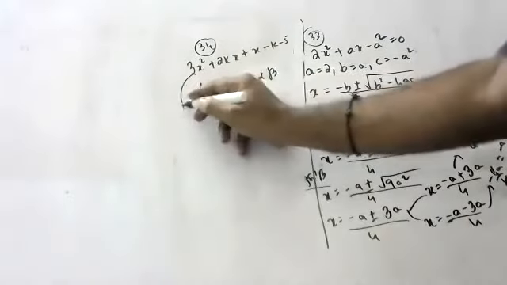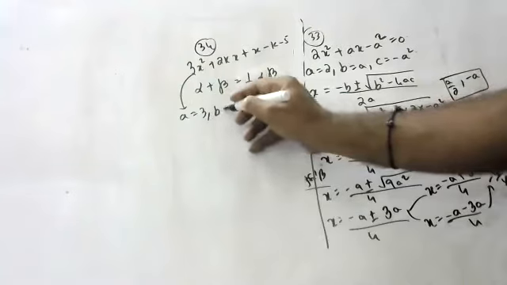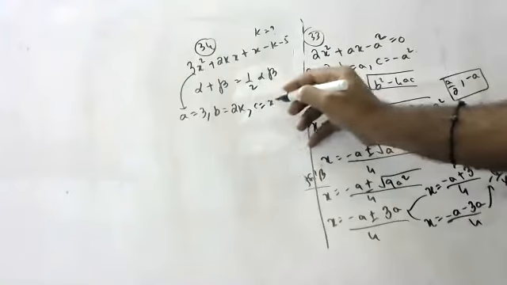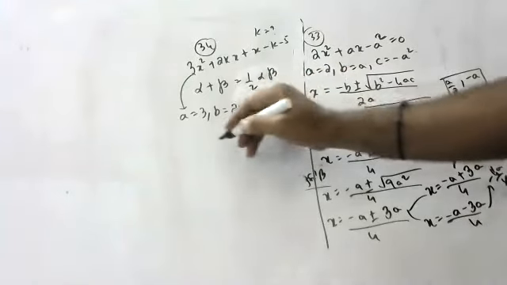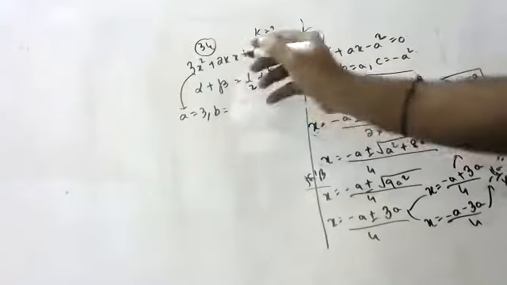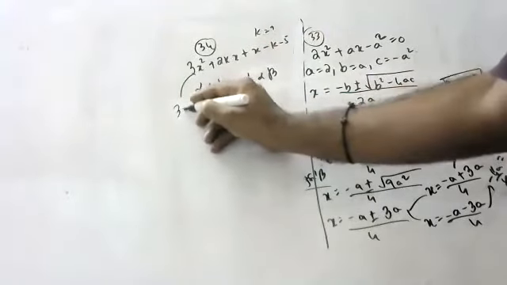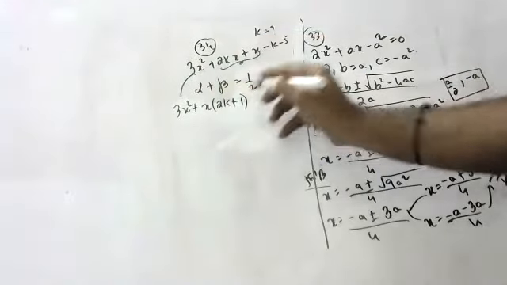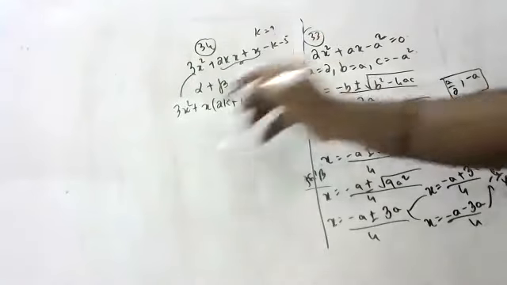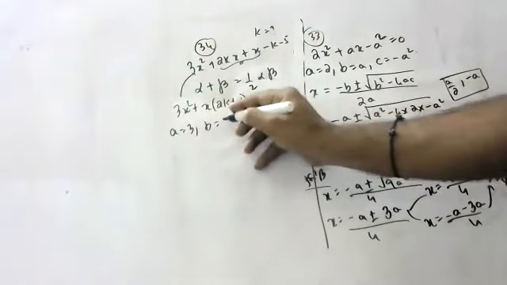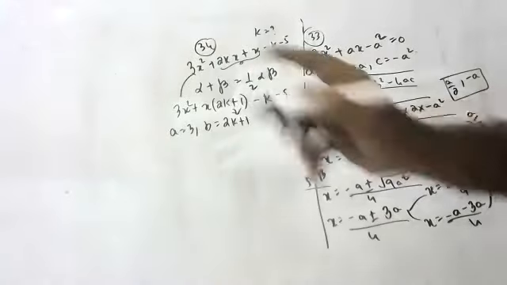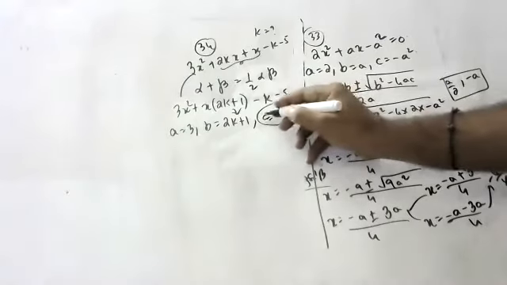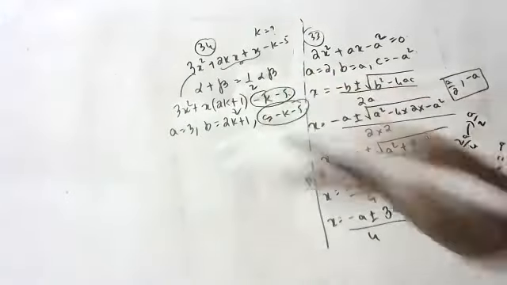Children, what is a here? a is 3. What is c, children? Here, we have to rearrange this equation. See, 3x square plus, in these both x terms you take x common: (2k plus 1)x minus k minus 5. Now a is equal to 3, b is equal to 2k plus 1. If you don't rearrange, you will get a wrong answer, children. And c is minus k minus 5, this whole thing is c, which doesn't have x.